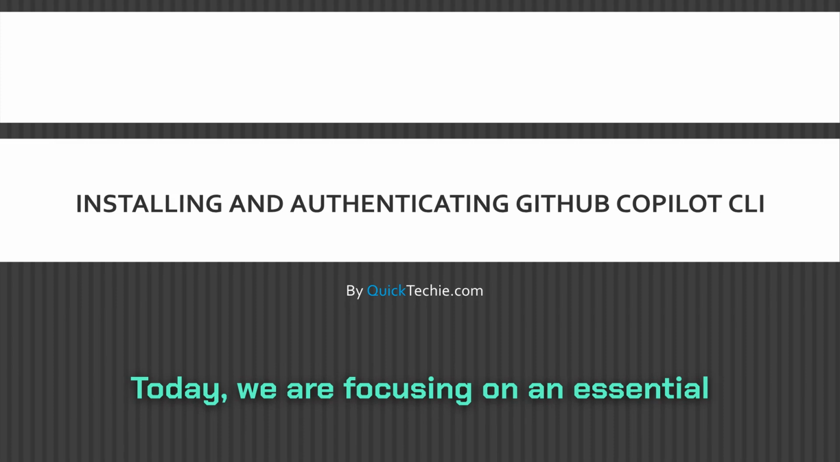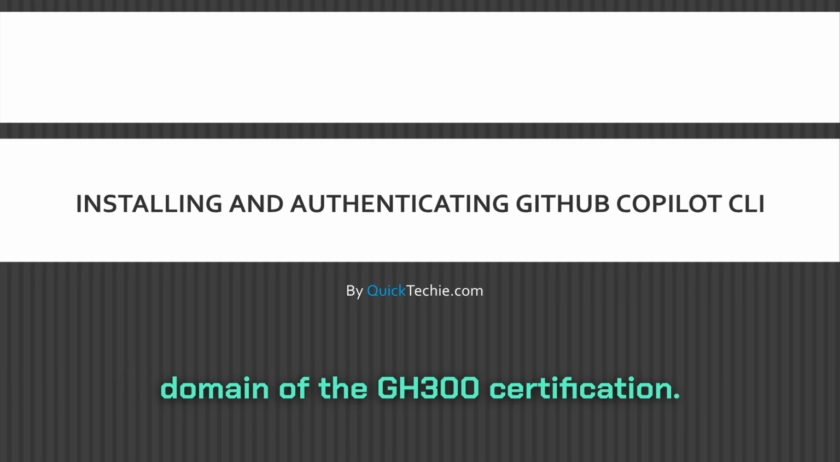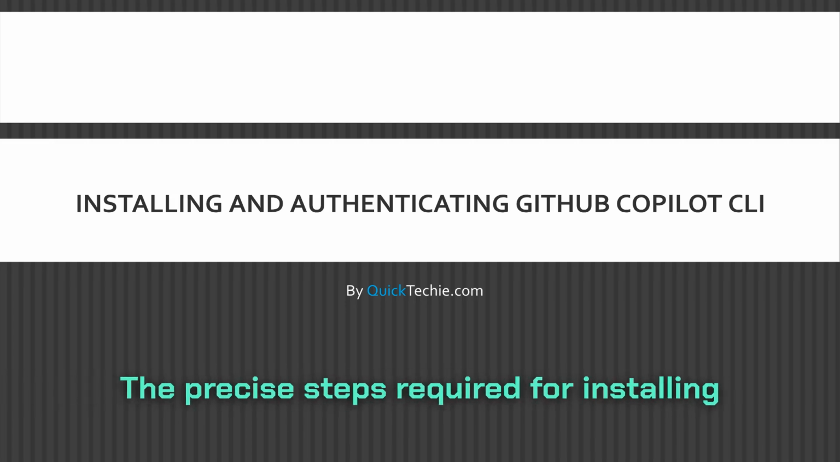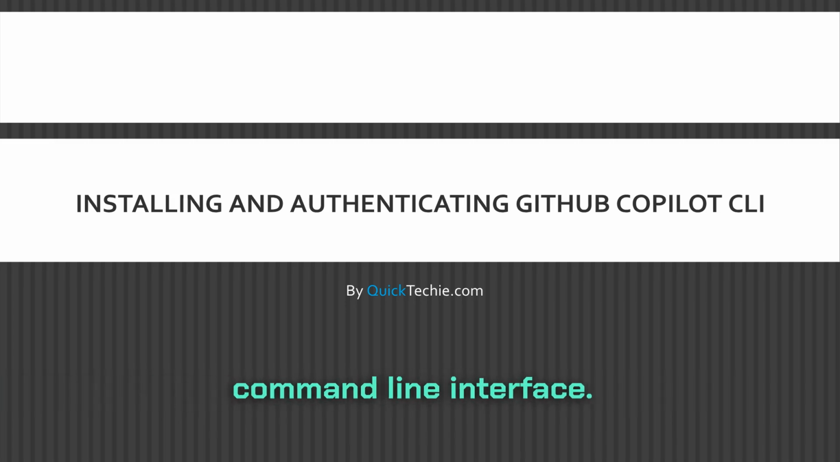Today, we are focusing on an essential domain of the GH-300 certification, the precise steps required for installing and authenticating the GitHub Copilot command line interface.